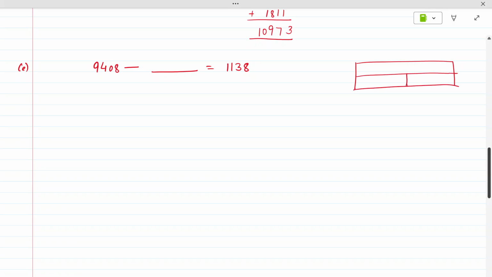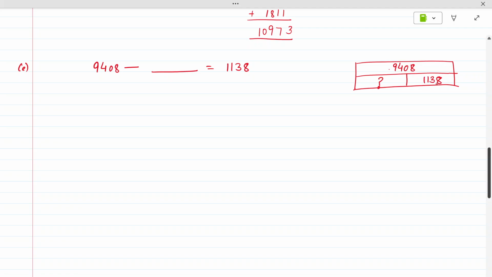Now let us make a model, right? We are subtracting one number from this bigger number and we are getting another number. Since we are subtracting from this, this is the bigger number. It will come here. It is the sum, the total from which we are subtracting something, and we are getting 1138 as the answer. You got it? From this total we subtract a number which I am putting as a question mark, and we get 1138.